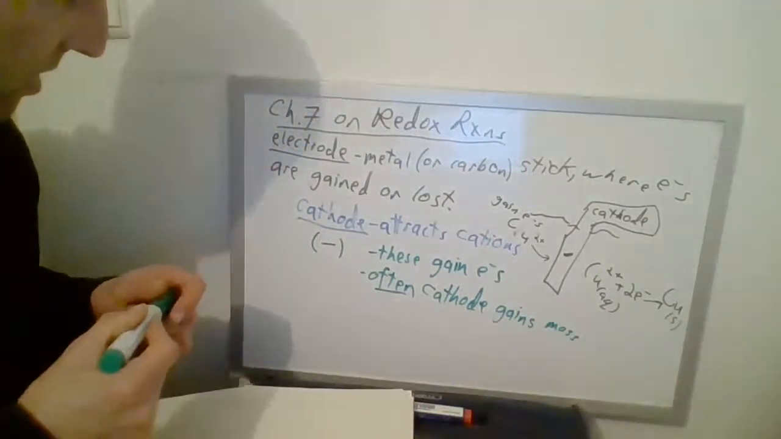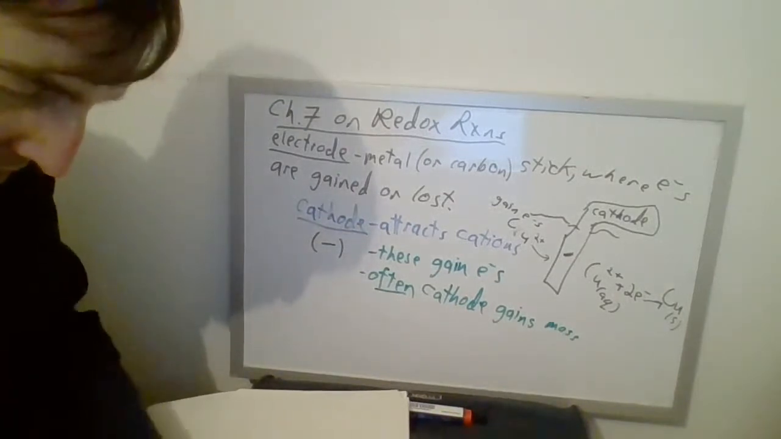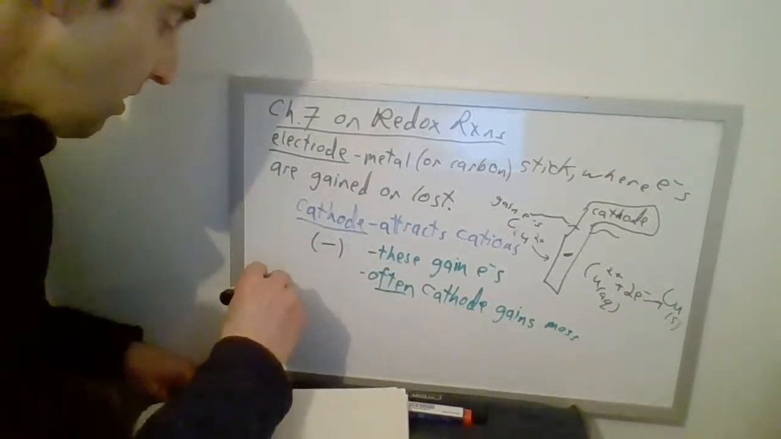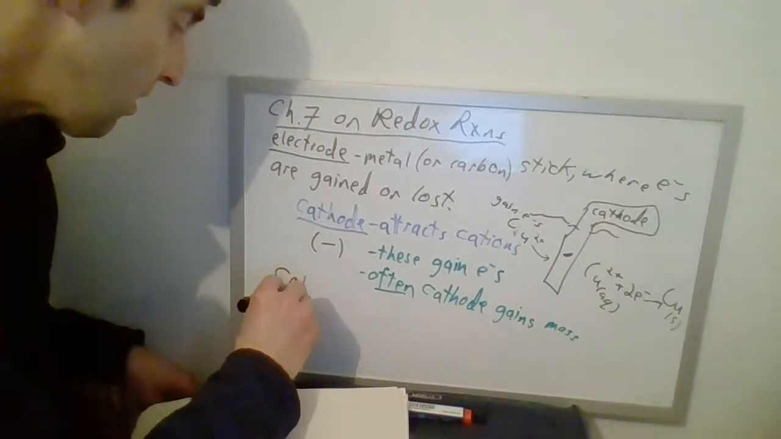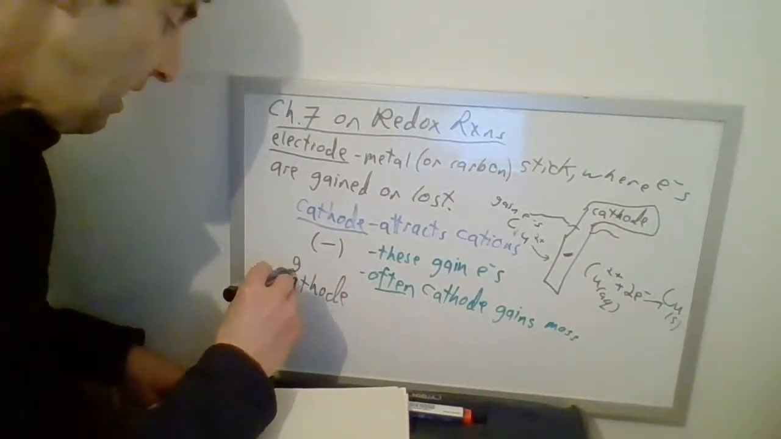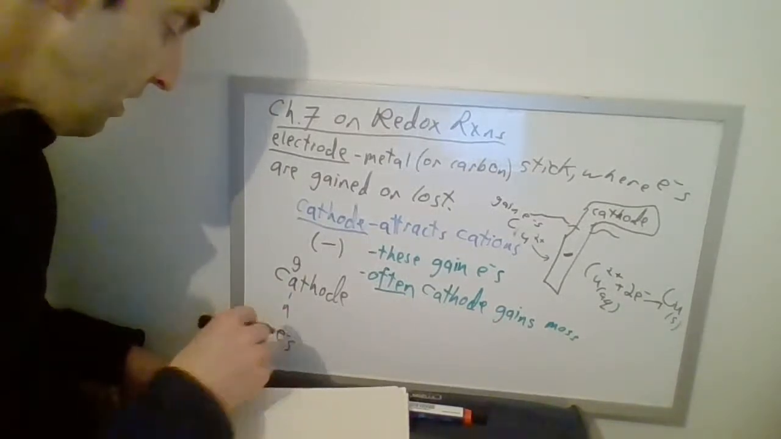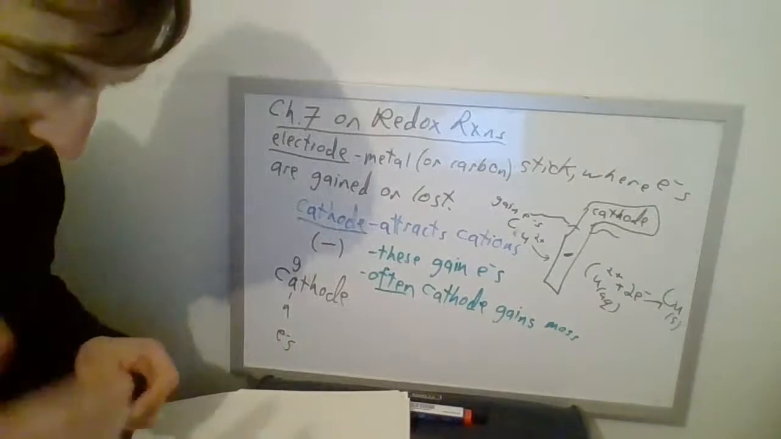All right? So we can write cathode and we can write gain electrons. Cathode gain electrons.